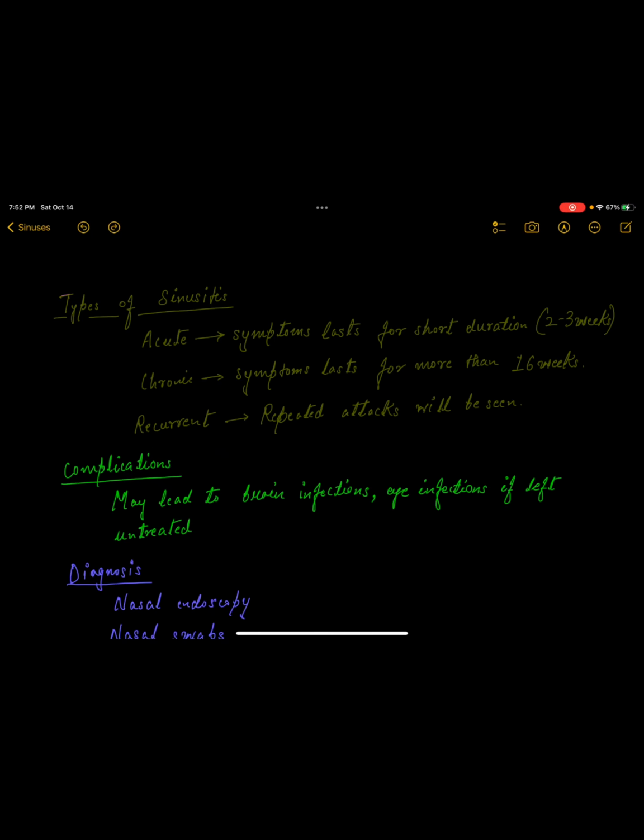And now the types of sinusitis. There are mainly three types: acute, chronic, and recurrent. Acute sinusitis means the symptoms last for a short duration, about 2 to 3 weeks. Chronic sinusitis means the symptoms last for more than 16 weeks. I have seen patients whose symptoms lasted for 1 year, the whole year they had the symptoms. And the third type is recurrent sinusitis, meaning repeated attacks will be seen.